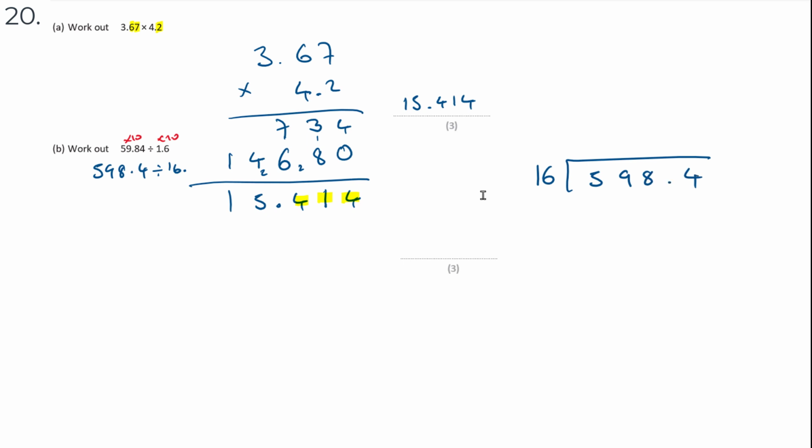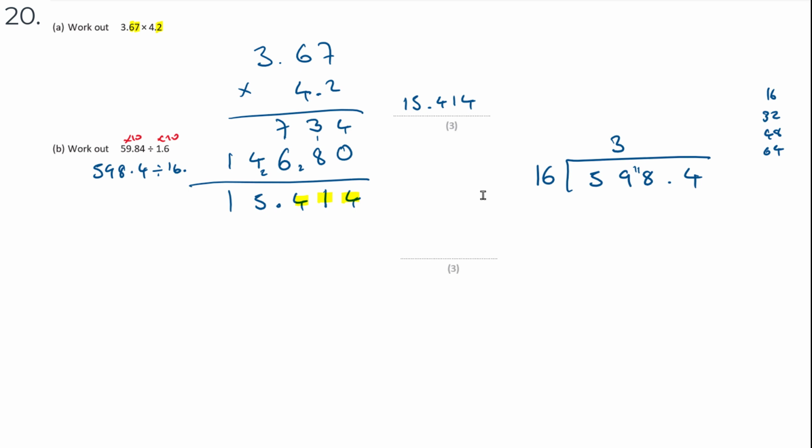598.4. So 16s into 5 don't go. 16s into 59. So what's that? That's 16, 32, 48 and over, is it? 48, 58, 60. Next one would be 64, which is too much. So it goes in 3 times. So 3 16s are 48. That's the remainder of 11, isn't it? So I'm going to squeeze in 11 there.